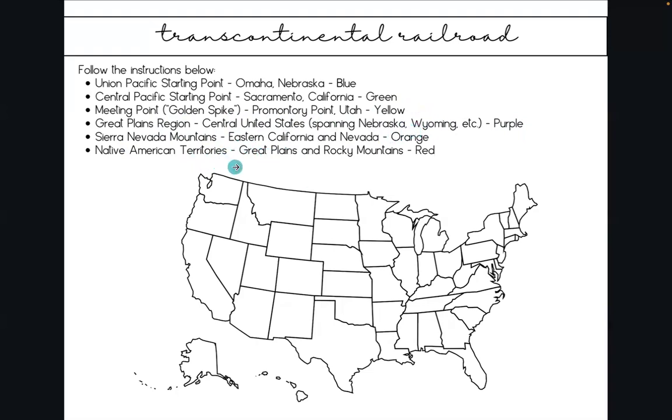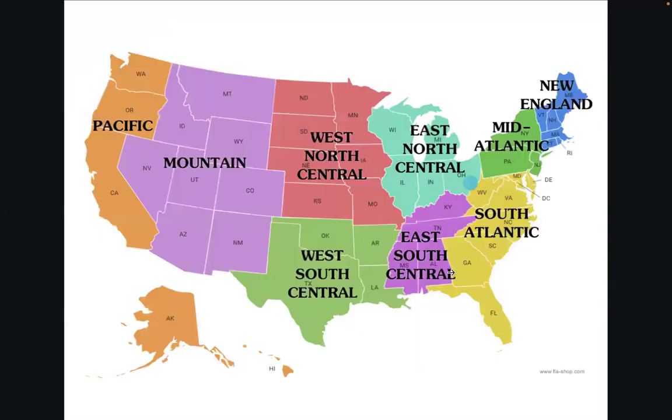In the Native American territories, which are the Great Plains and the Rocky Mountains, I would like you to mark red. These are all really important in identifying the importance and the struggles that came into building the Transcontinental Railroad. Here are the regions mapped out for you that can be very helpful. Feel free to pause and color.